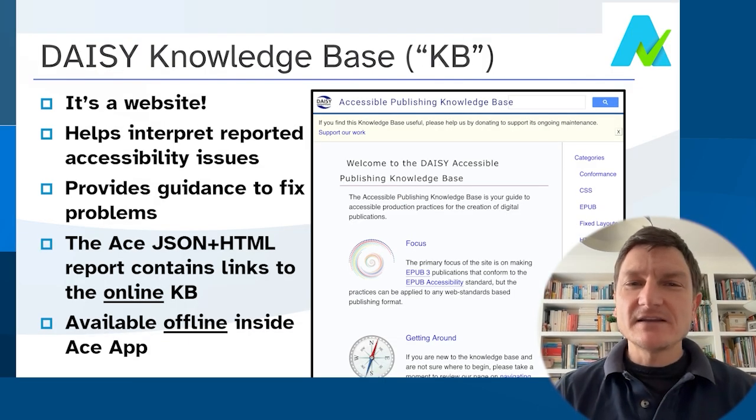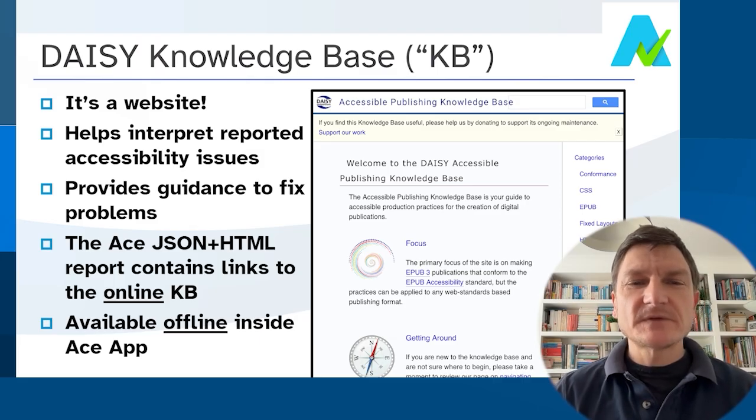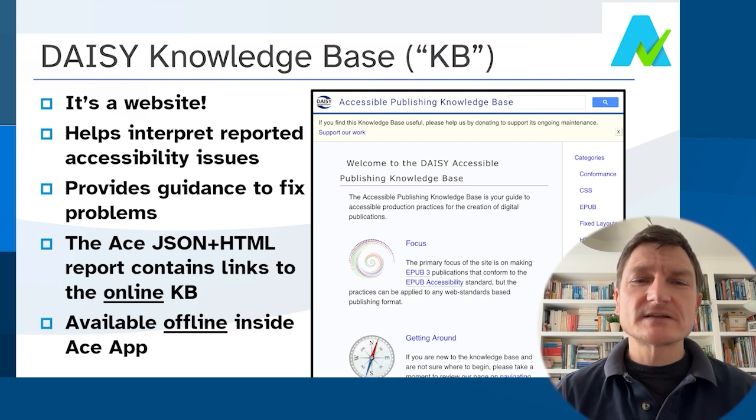Crucially, DAISY ACE integrates the DAISY Knowledge Base, or KB for short. The KB helps interpret the accessibility issues reported by ACE, and it provides guidance on how to solve problems. ACE generates JSON and HTML reports with links to the KB website, but ACE app contains an offline copy of the knowledge base so that an internet connection is not necessary.